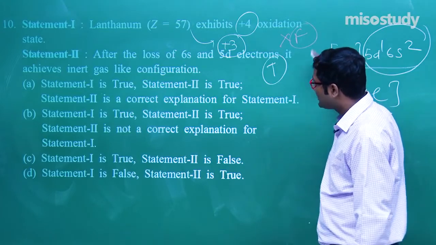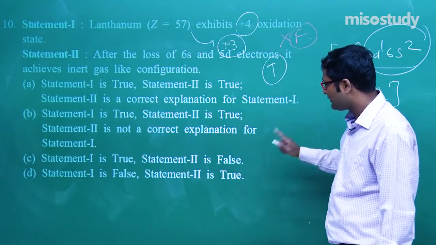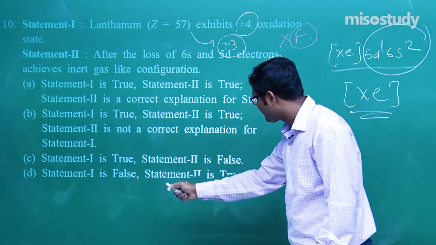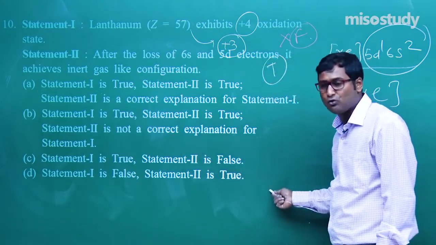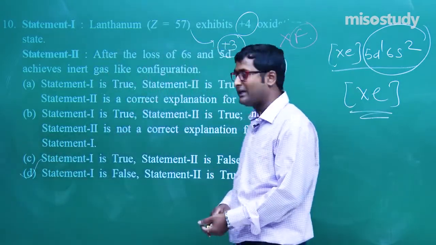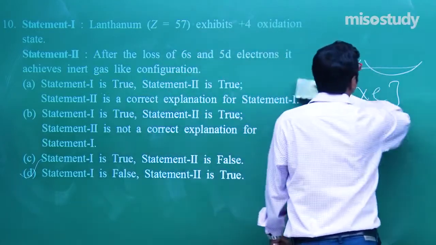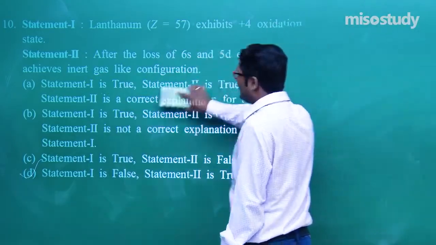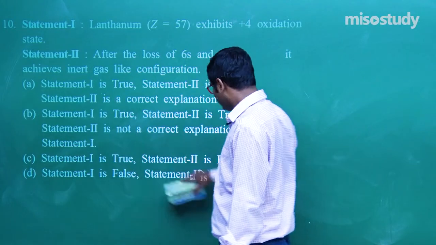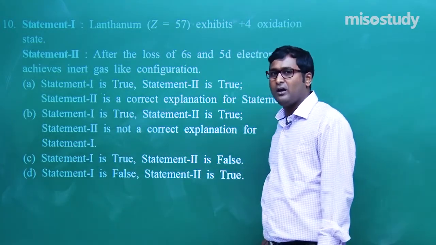Now check out statement 1. Is it true? No. Statement 1 is false and statement 2 is true. So for this question, D is the correct option. Clear to you? I think now you can easily solve such kinds of questions, and it's a completely theory based question. So boost up your knowledge with solid theory.